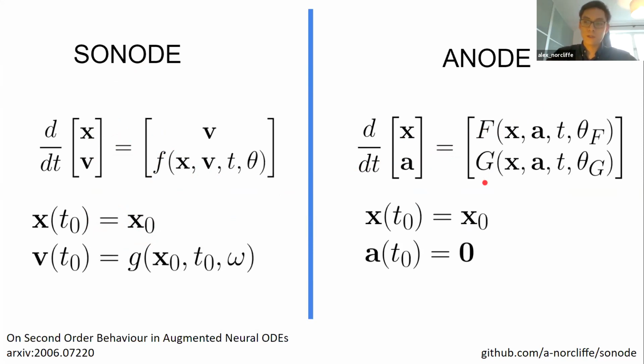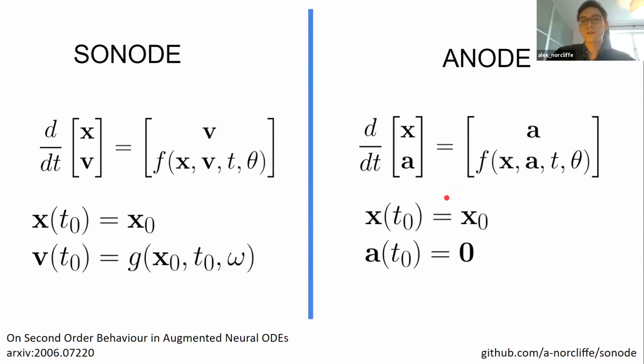But if we were to manipulate that slightly, we could say, well, what if it learned that? So a is definitely a function of x, a, and t. It's just a very simple one. So we have dx/dt is a and da/dt is f, and this would give the correct acceleration in x. So it's not surprising that ANODEs can learn second order.